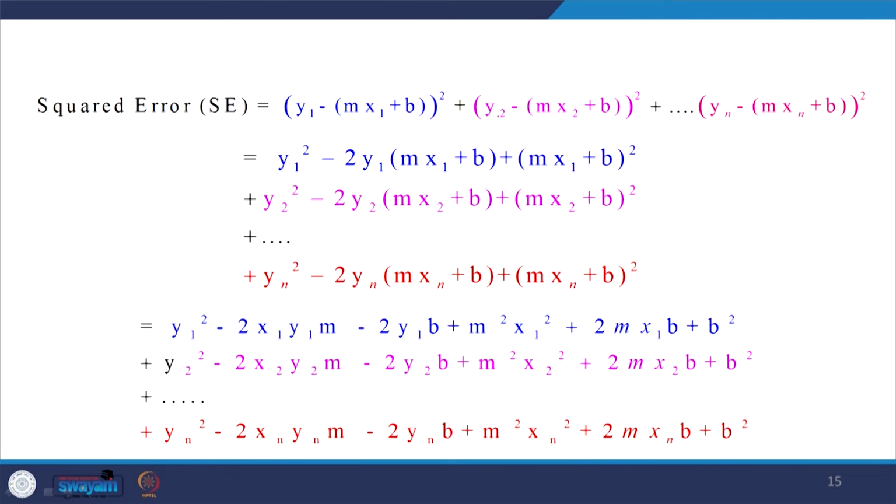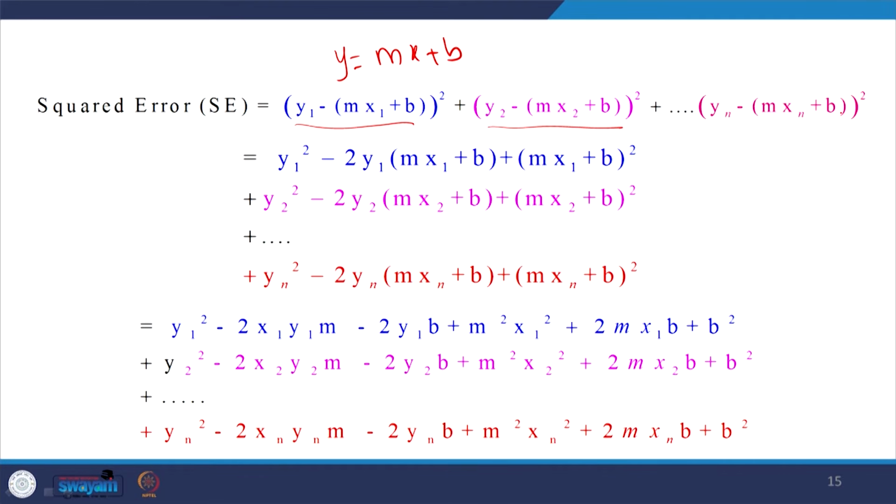For the second term, y2 is actual, mx2 plus b, because you know y equal to mx plus b. So, when you substitute x equal to x1, you will get the y predicted value. So, actual minus predicted, that is the square. So, I am finding this actual minus predicted as error, I am squaring the error. So, for the second term y2 minus (mx2 plus b), and like this yn minus (mxn plus b) whole square.